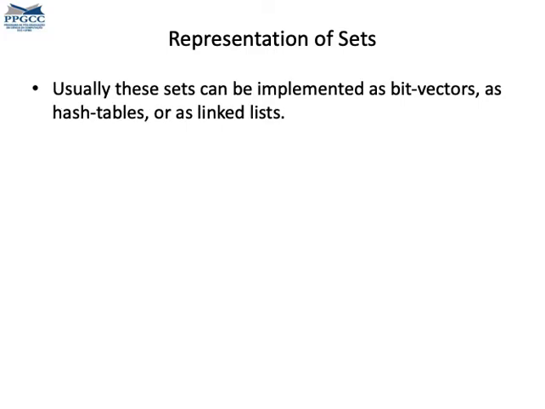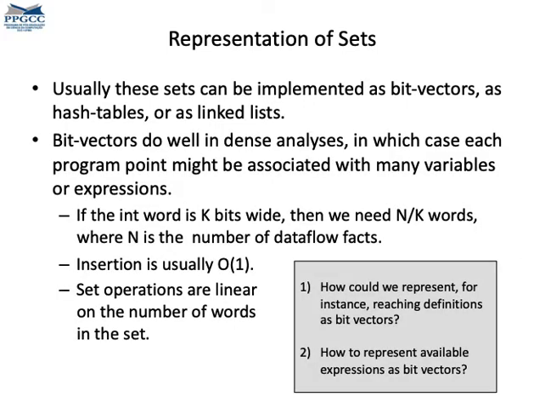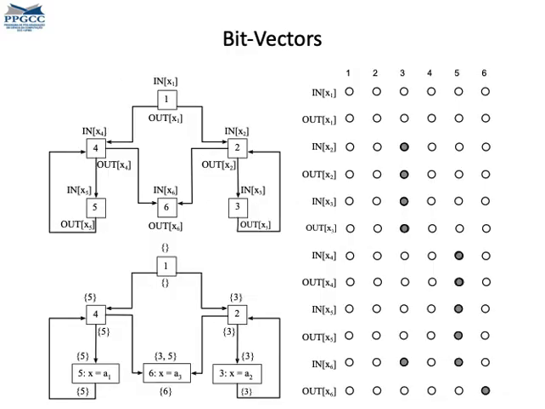There are many possible implementations of sets. We can use linked lists and hash tables, for instance. But many compilers implement these sets as bit vectors. In a bit vector, we assign numbers to each possible element that can be part of a set. And then we can set bits in the bit vector, meaning that the element is present in the set. Let's see how we could represent reaching definitions using this idea.